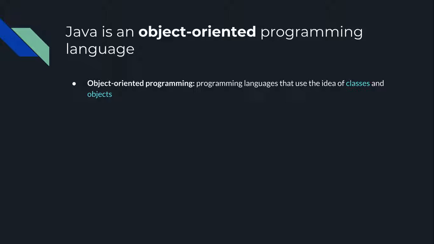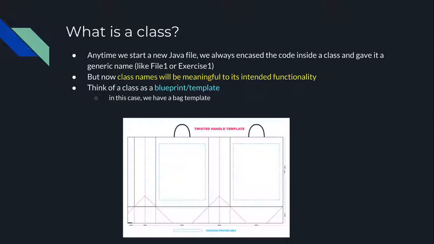So in my first video, I mentioned that Java is an object-oriented programming language. Essentially, how we're going to describe this is that it's a programming language that uses the idea of classes and objects. And throughout this video, we're going to try to explain what a class is and what is an object. So what is a class?